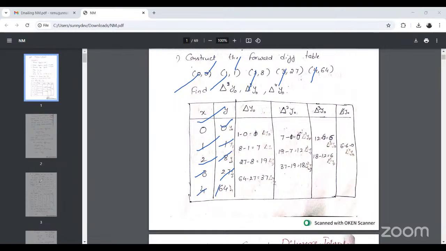So how can we construct the difference table? 1 minus 0 is 1, and 8 minus 1 is 7, and 27 minus 8 is 19. 64 minus 27 is 37. And next, these two differences, and these two differences, and these two differences. So finally we get this table.